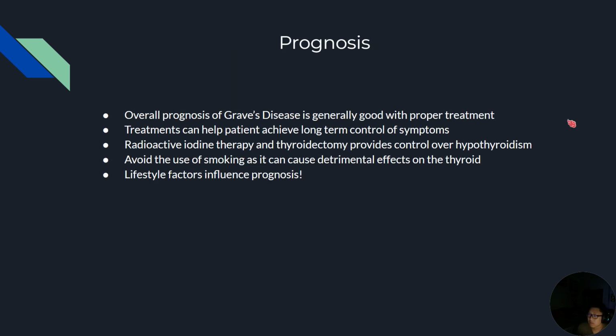Here we have our prognosis. Overall, the prognosis of Graves' disease is generally good with proper treatment. Treatments can help patients achieve long-term control of their symptoms. Radioactive iodine therapy and thyroidectomy provide control over hyperthyroidism, so these two therapies are probably the most effective. Patients should avoid smoking as it can cause detrimental effects on the thyroid. Lifestyle factors influence prognosis.